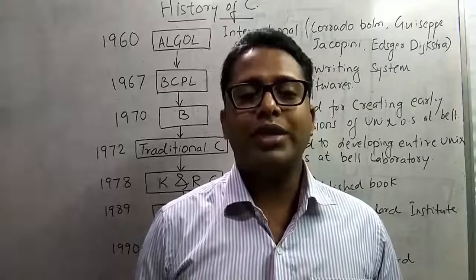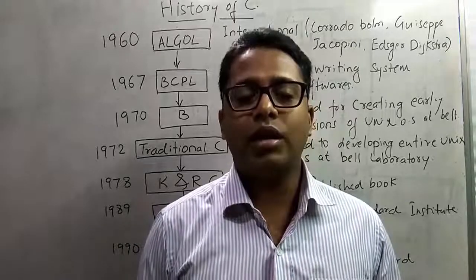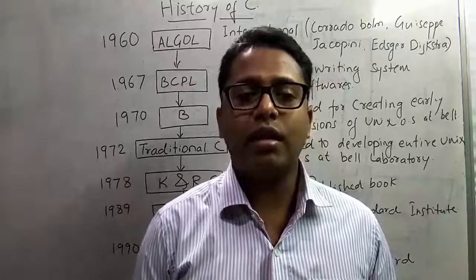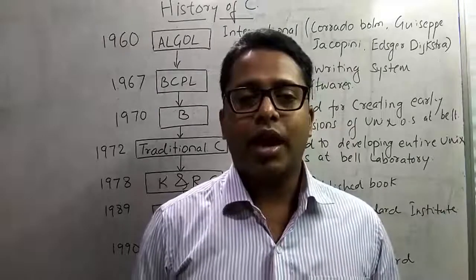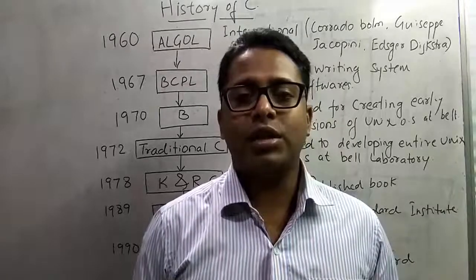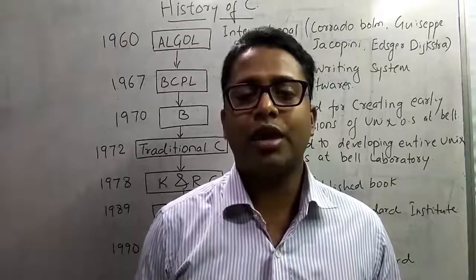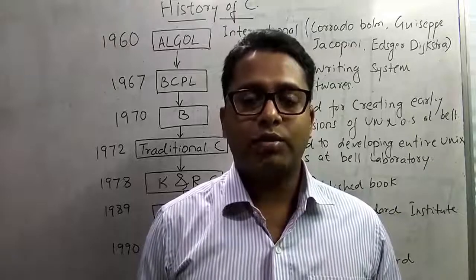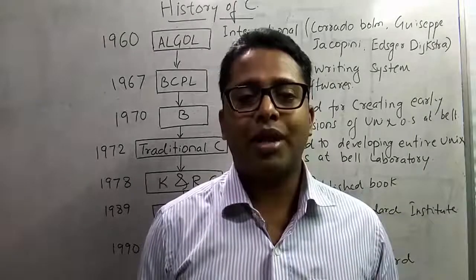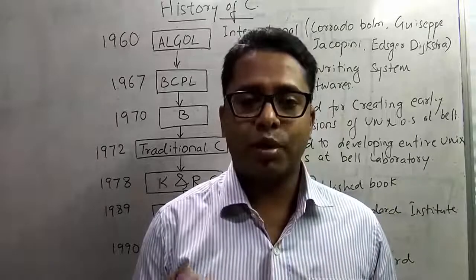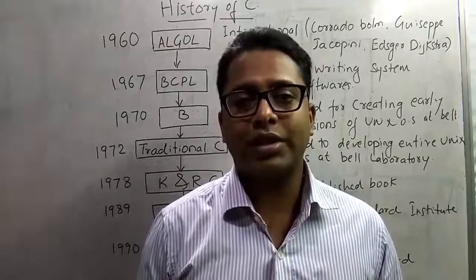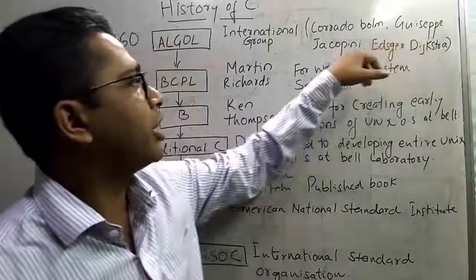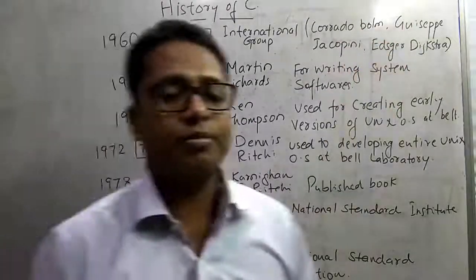The evolution of the C language started with the programming language called ALGOL, which was introduced in the early 1960s. This was the first programming language which introduced structured programming concepts to the computer science community. ALGOL was developed by an international group, and then it was popularized by a group of scientists whose names were Corrado Böhm, Giuseppe Jacopini, and Edsger Dijkstra.